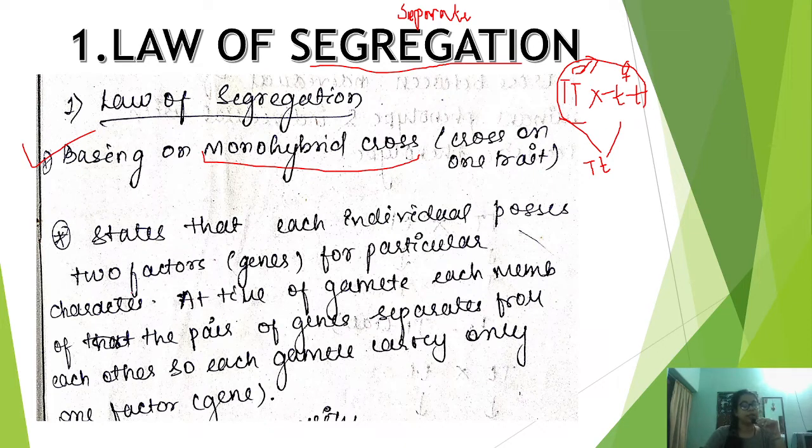This is what is written in the statement. It states that each individual possesses two factors, that is genes. You can see here two factors are present, capital T and small t. At the time of gamete formation, each member of the pair of genes separates from the other, so that each gamete carries only one factor or gene. You can see here the gamete which is formed carries one factor from the father, that is capital T, and one factor, that is small t, from the mother. This is known as the law of segregation.